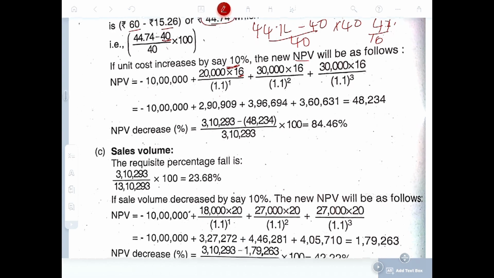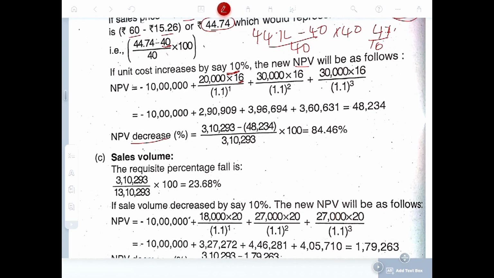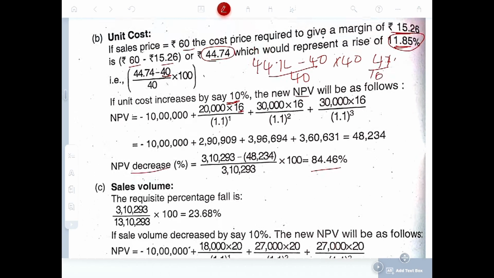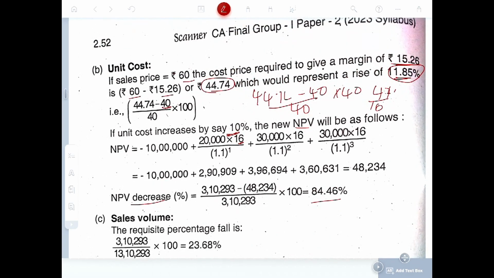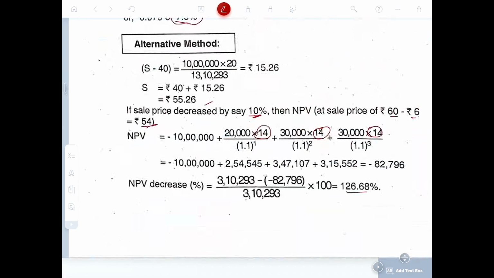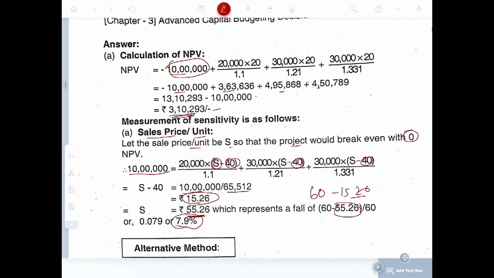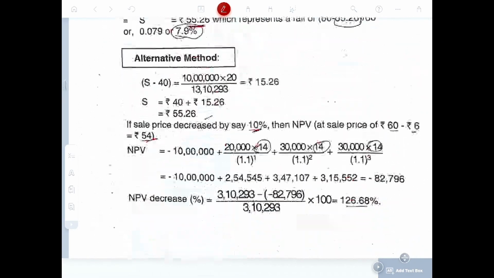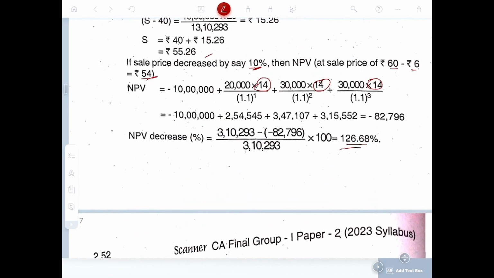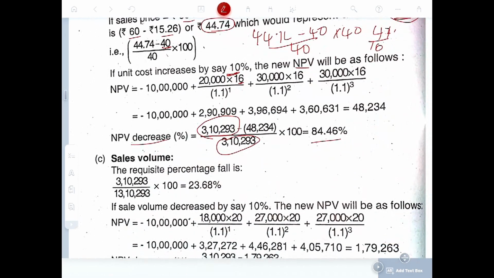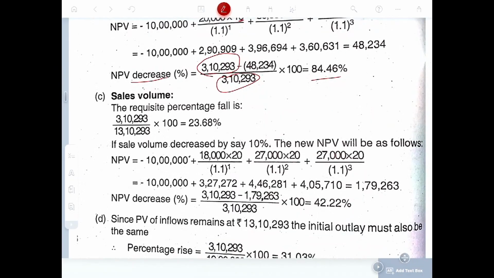You will increase, NPV decrease. Net present value will decrease by 84 percent. Because how do you get 320 minus 48,000? Where do you get 3 lakh 20,000? We have 300,000 here. Net present value: 3 lakh 20,000 minus 82,000, now multiply. 84% net present value decrease. Sale volume, the percentage of a percent fall.